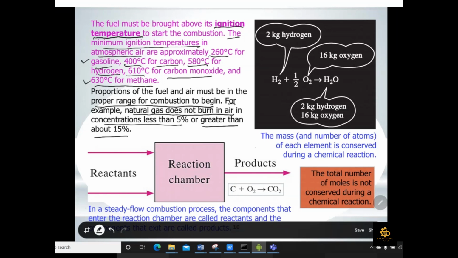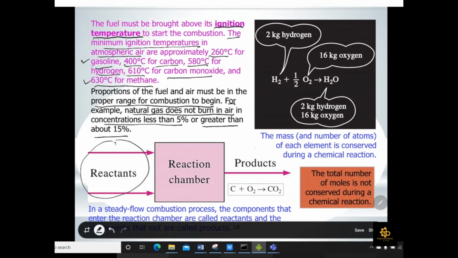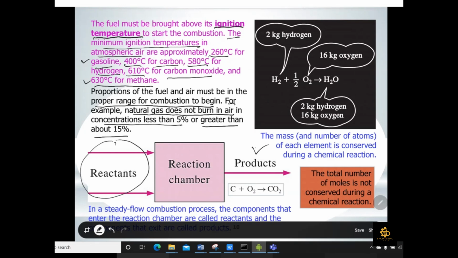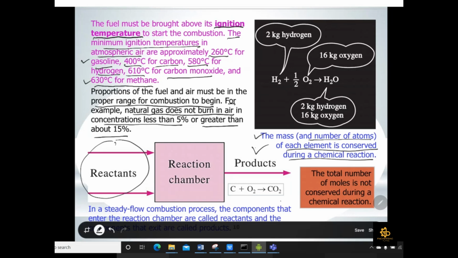Whenever we talk about combustion processes, there is a chemical reaction, and in a chemical reaction one part is the reactant. The reactant is basically the fuel and air, and then there is the product, which comes as a result of the combustion process. The mass and number of atoms of each element are conserved during the chemical reaction, or combustion reaction, as we know from the previous lecture.